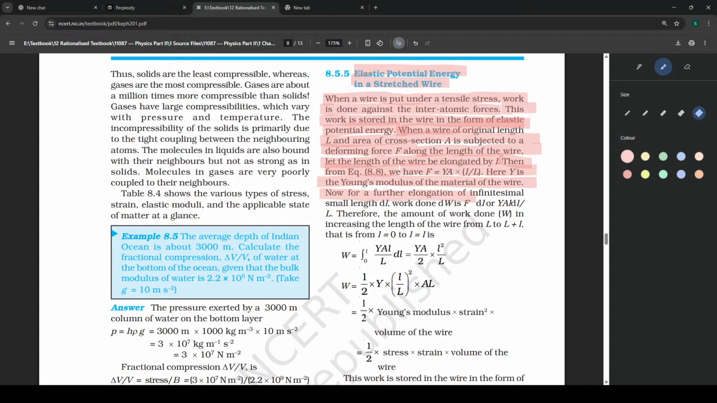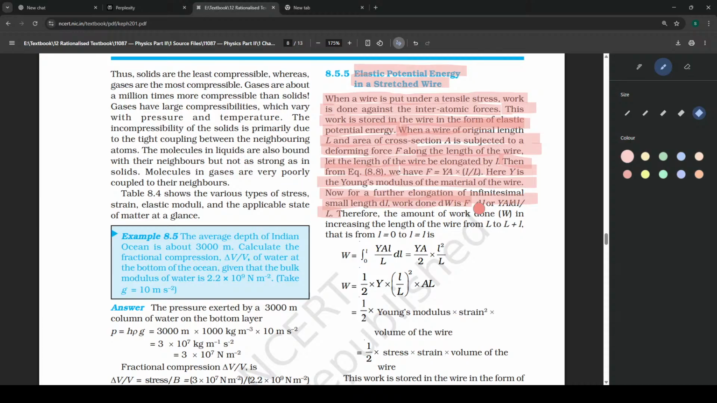Here Y is the Young's modulus of the material of the wire. Now for a further infinitesimally small elongation dl, the work done dW is F dl, or YAl dl by L. Basically, we assume that after this elongation, delta L being equal to small l, the wire is elongated by some more infinitesimally small length dl, and the work done in elongating the wire is dW with force F.